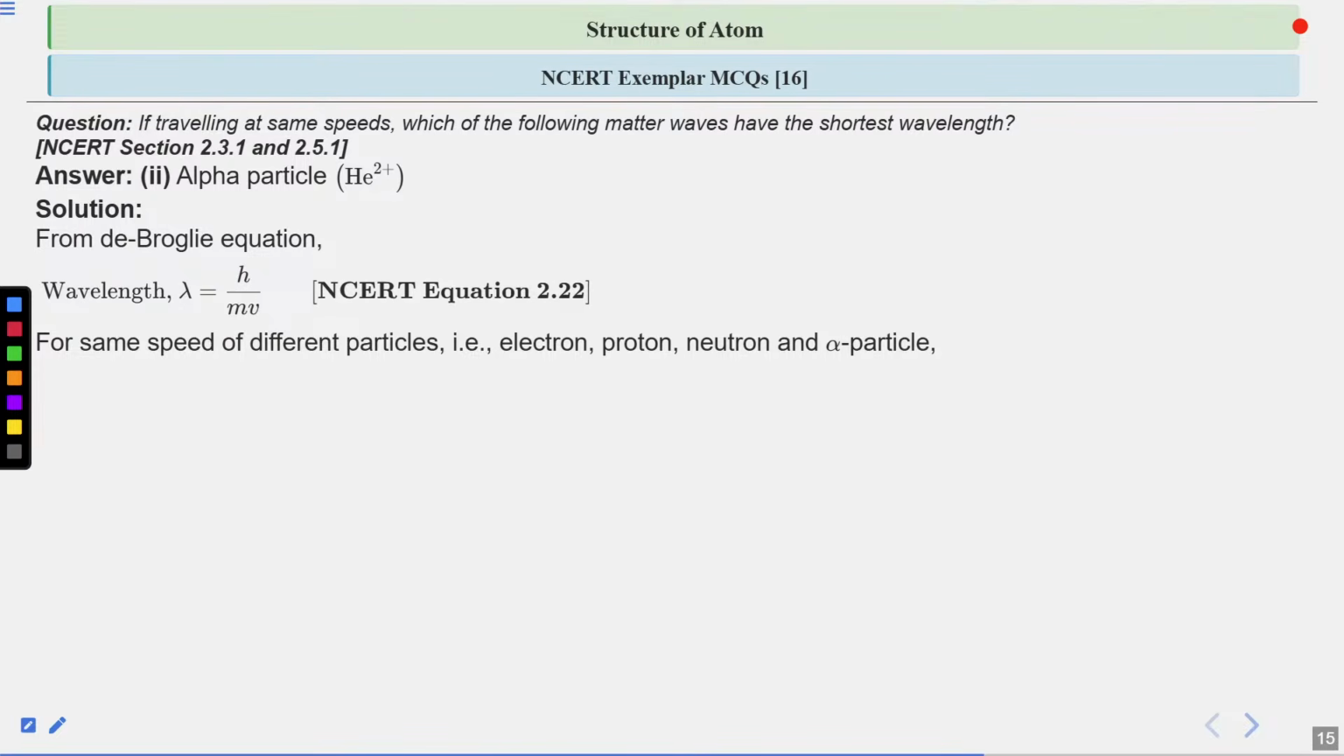So I am leaving this question on to you. Then if you compare all of this, the electron will have the smallest mass and it will have the greatest wavelength. Then comes your proton, and proton and neutron are having approximately same mass, so they will have approximately same wavelength. And lastly comes your alpha particle, which has the mass of 2 proton and 2 electron. Now we can neglect electron, so we can say that it has a mass of 2 proton. So clearly it will have a what? It will have a smaller wavelength.